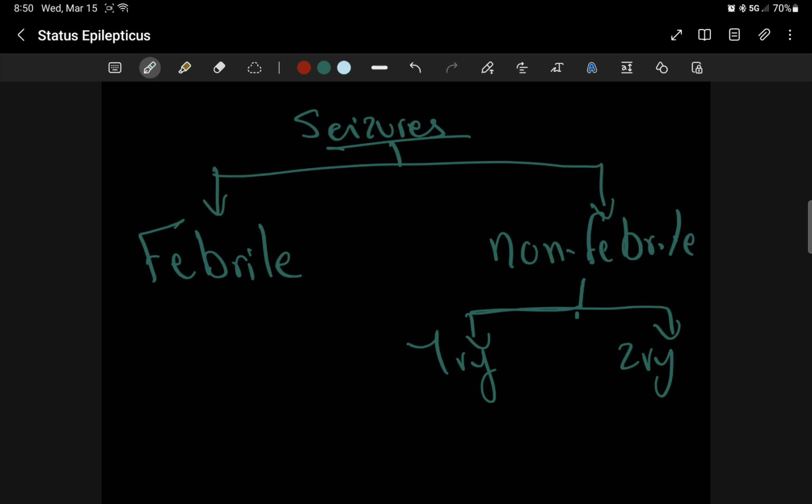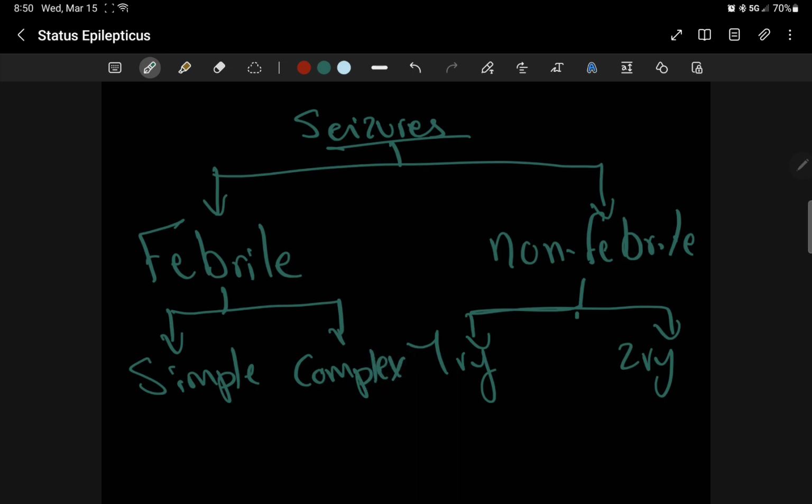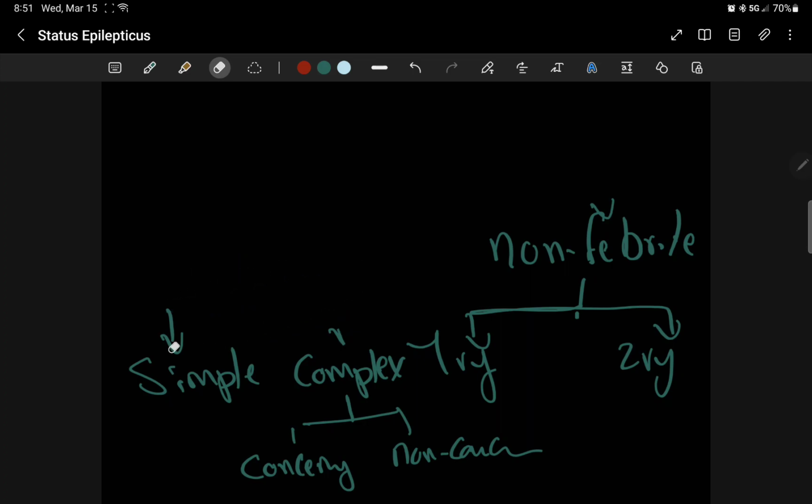So febrile and non-febrile seizures. Febrile seizures are usually differentiated into simple febrile seizures or complex febrile seizures. And complex febrile seizures will then be differentiated into whether they have concerning features or non-concerning features. Okay. So circling back to all of that.